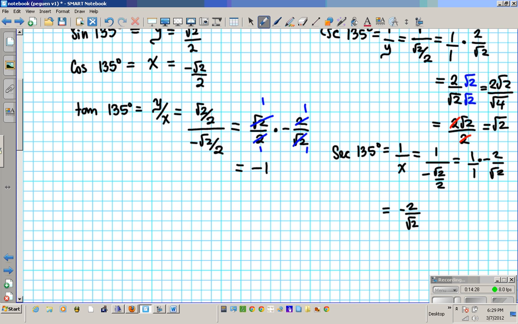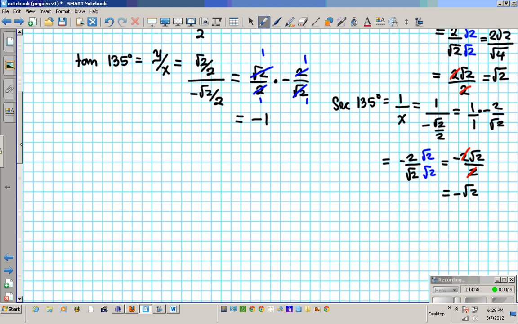But I may not have a square root as a denominator. So I square root the bottom and the top. And then that gives us negative 2 root 2 over 2. And then the 2's cancel out. And your final answer is negative root 2. Okay, so we knew that before. So that goes secant.